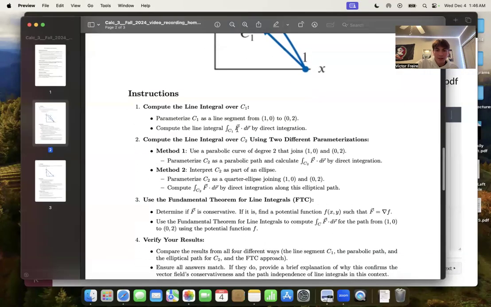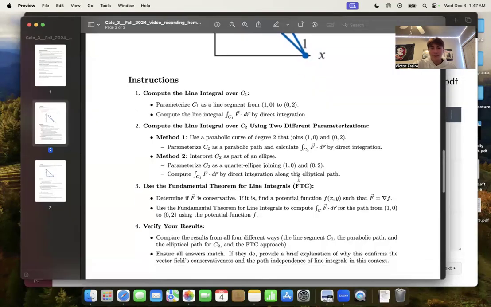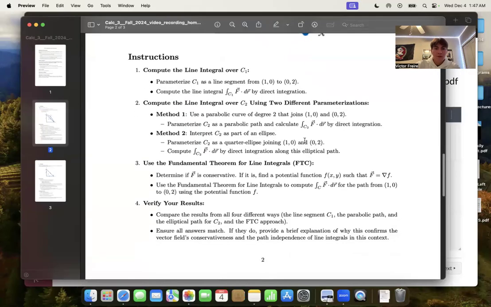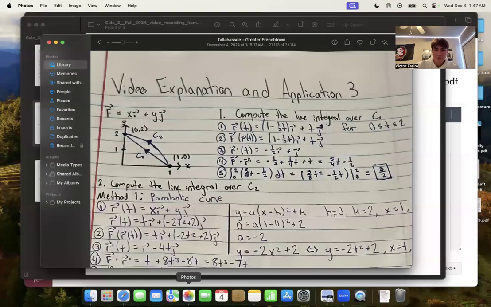Okay. We got line integral f dot dr, right? That's what we got here. 3/2. Okay. So now let's go on to step 2, which is going to be to compute the line integral over C2 using two different parameterizations, right? And then the first method is going to be to use a parabolic curve. All right, so let me go back here to my work.